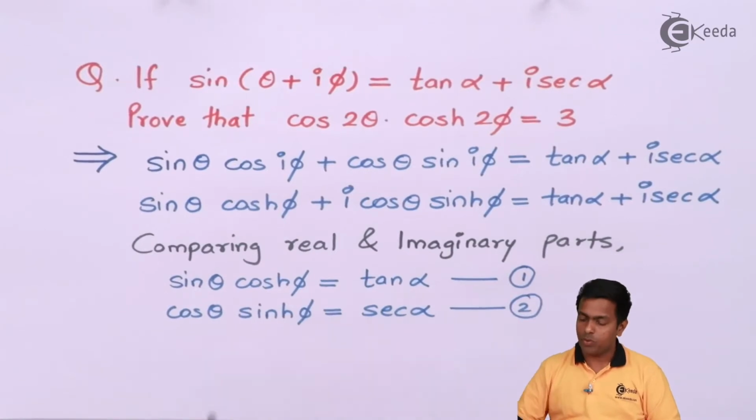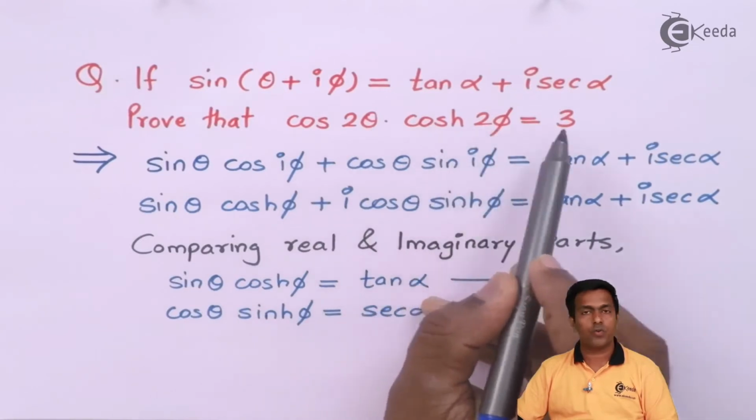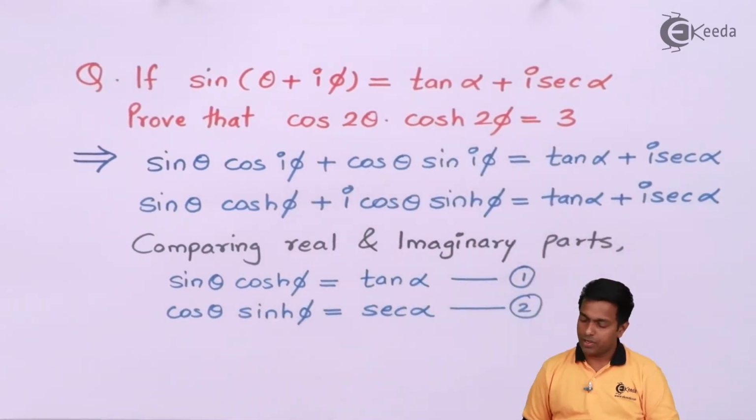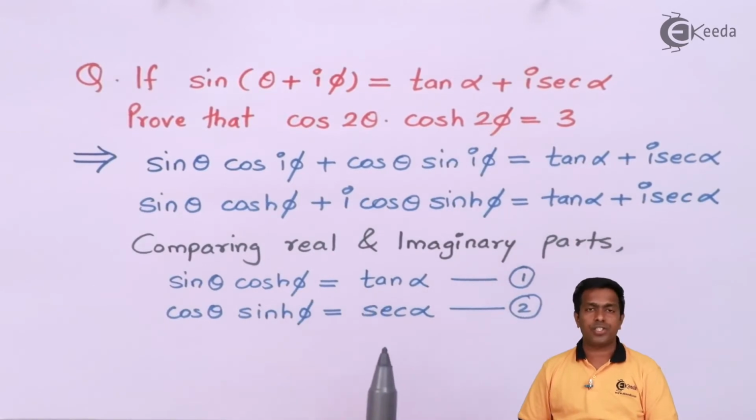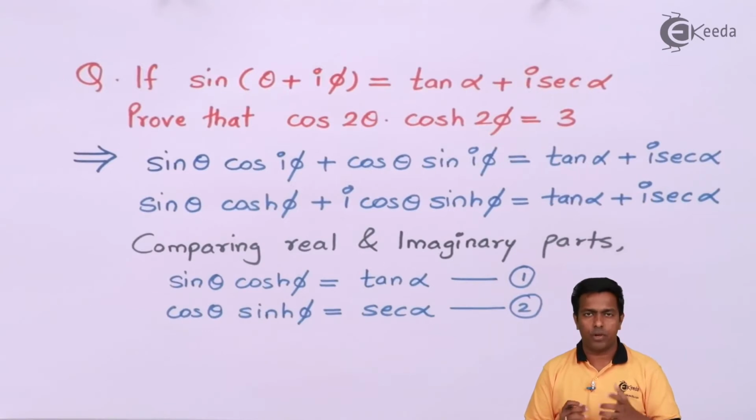Now, here we have to prove that cos of 2 theta into hyperbolic cos of 2 phi is equal to 3. In these two equations, if you observe carefully, there are three different angles: one is alpha, one is phi, one is theta. But in the proof we want just two different angles, that is theta and phi. It means we don't want alpha. So I will use a formula of trigonometry in terms of alpha, so that we substitute values for those trigonometric terms and eliminate alpha.